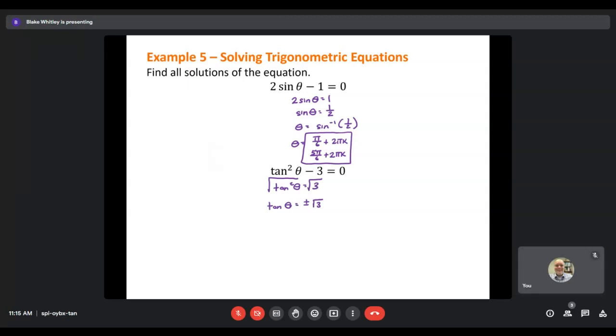So really, we're trying to figure out where is tangent positive square root of 3 and where is tangent negative square root of 3. So tangent theta equals square root of 3, or tangent theta equals negative square root of 3. Now we do our inverse. So we get theta equals inverse tangent of square root of 3. And over here we get inverse tangent of negative square root of 3.